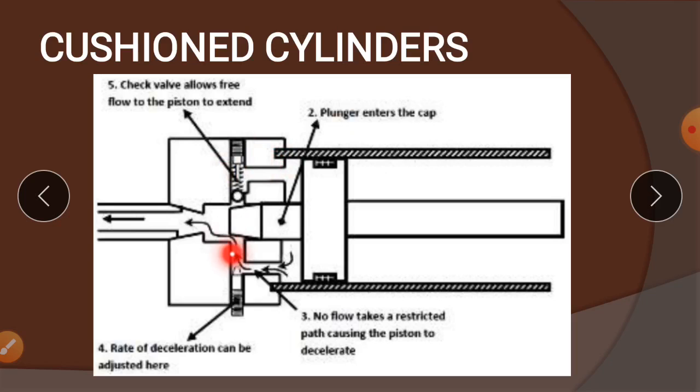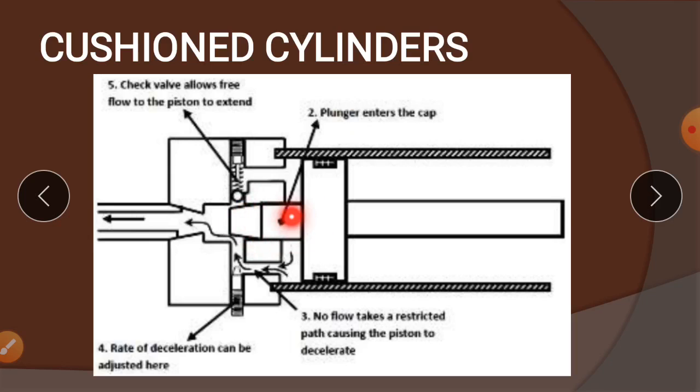So here you can see the construction of these cushion cylinders. This is the output of a liquid, but you are not providing the output of the liquid directly. You can see there is a piston here. The piston is provided with a plunger, and it is going to enter here in a small gap. The plunger first enters here in a small gap.